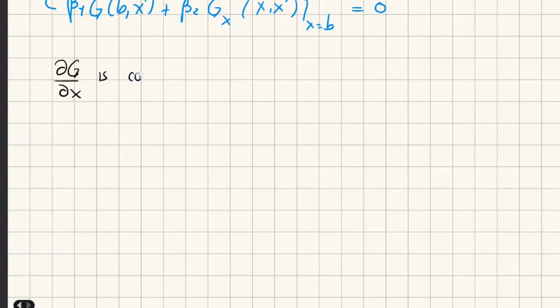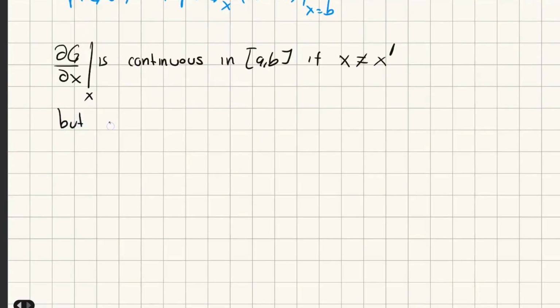is continuous in (a, b) if x is different from x prime, okay? And this derivative is evaluated at x, okay? But if x is equal to x prime, then this derivative, well, it is not continuous.